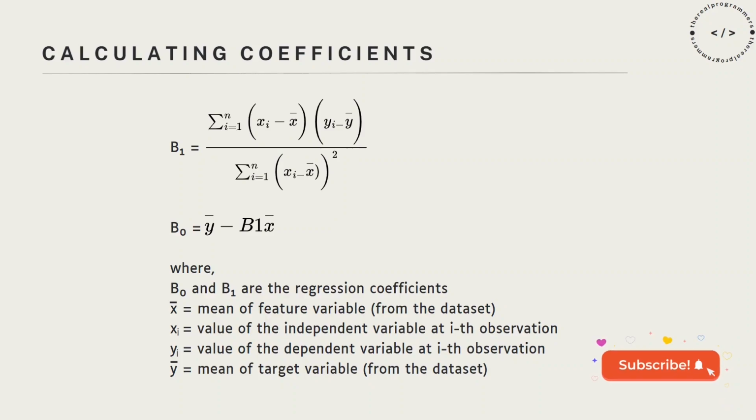b1, which is also the slope of the linear equation, is calculated as the sum of products of the deviations from the mean of x and y divided by the sum of squared deviations from the mean of x. And b0, which is also the intercept in the linear equation we assumed, is calculated as the mean of y minus the product of previously calculated b1 and mean of x.